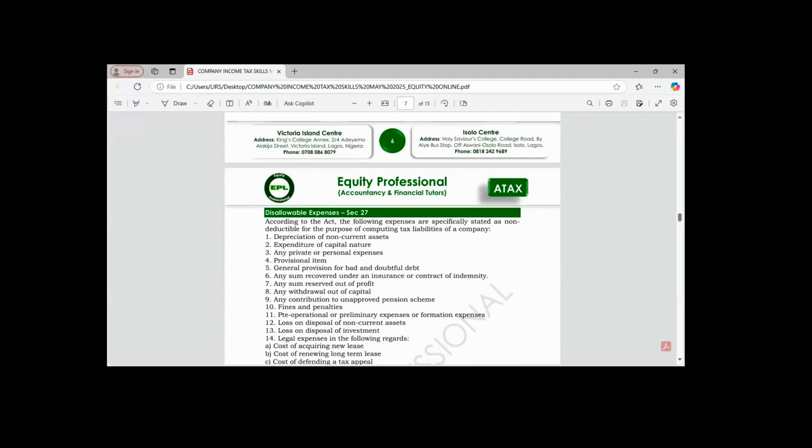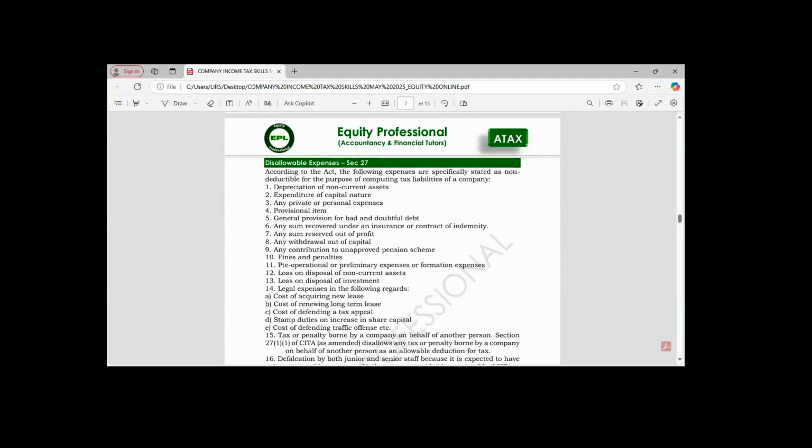Another form of donation that we may have is also called COVID-19 donation. Any donation made during COVID-19 is also an allowable donation, which is expected to be not more than 10% of assessable profit. Or it may not be called COVID-19; the words they usually use are pandemic or government established fund. A good example is the donation that a company made during the period of COVID-19. They are also allowable donations.